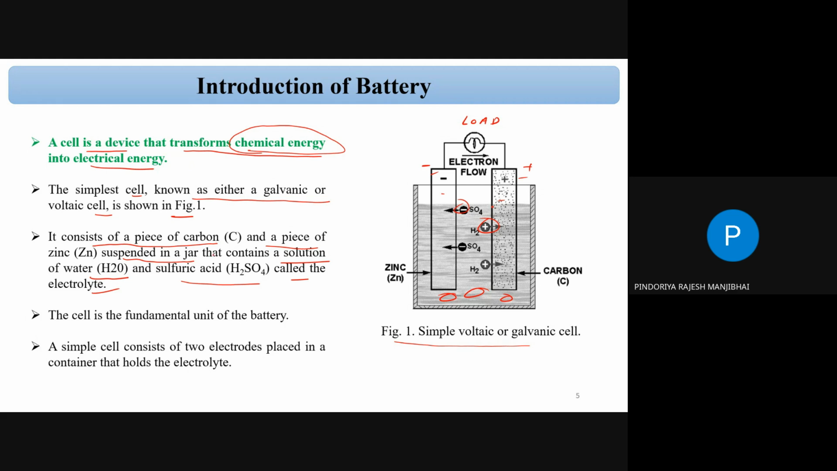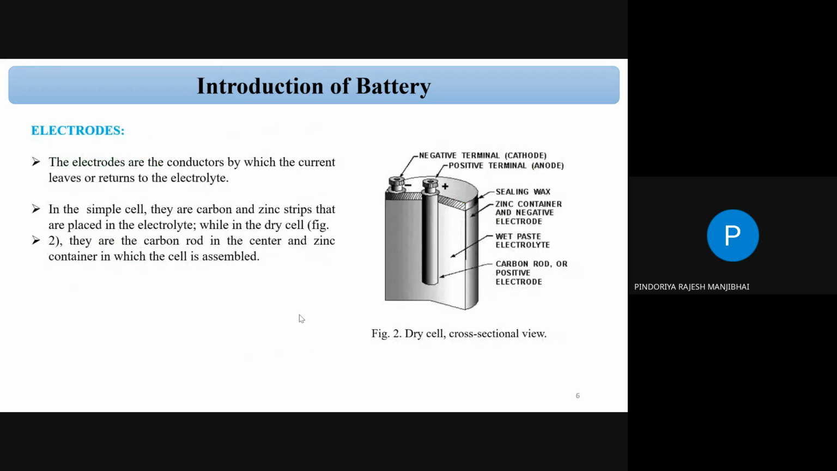The cell is the fundamental unit of the battery. Without a cell we cannot make a battery. A simple cell consists of two electrodes placed in a container that holds electrolyte. So what is the electrolyte? We have to understand. First, what are electrodes? We have a positive and a negative terminal. Electrodes are the conductors by which current leaves or returns to the electrolyte, so maybe positive, maybe negative. You can see this is the negative terminal and this is your positive terminal.